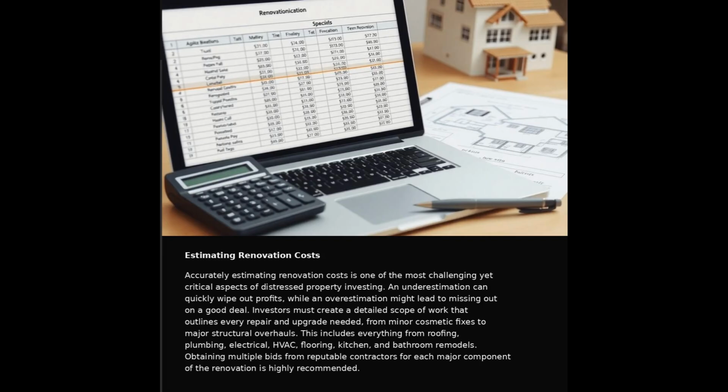Investors must create a detailed scope of work that outlines every repair and upgrade needed, from minor cosmetic fixes to major structural overhauls. This includes everything from roofing, plumbing, electrical, HVAC, flooring, kitchen, and bathroom remodels. Obtaining multiple bids from reputable contractors for each major component of the renovation is highly recommended.